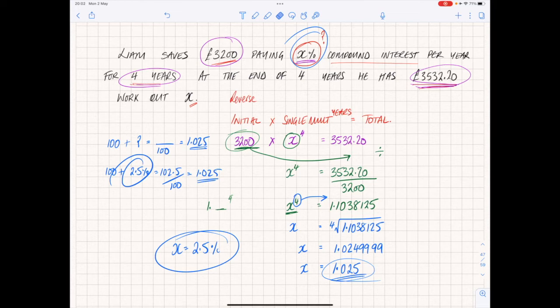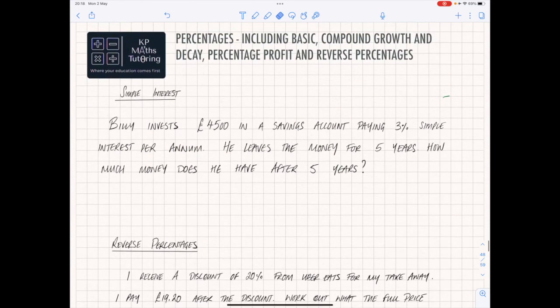Okay, moving on now. We're going to look at simple interest in this one, so slightly different. The wording is the key thing here. So in the previous one we had compound interest, in this one we've got simple interest. So that's your biggest difference here. Now simple interest is exactly what it says. It is much more simple to look at. So basically all you need to do is take your percentage, so we need to just find 3% of whatever the value is. So Billy invests £4,500 in a savings account paying 3%.